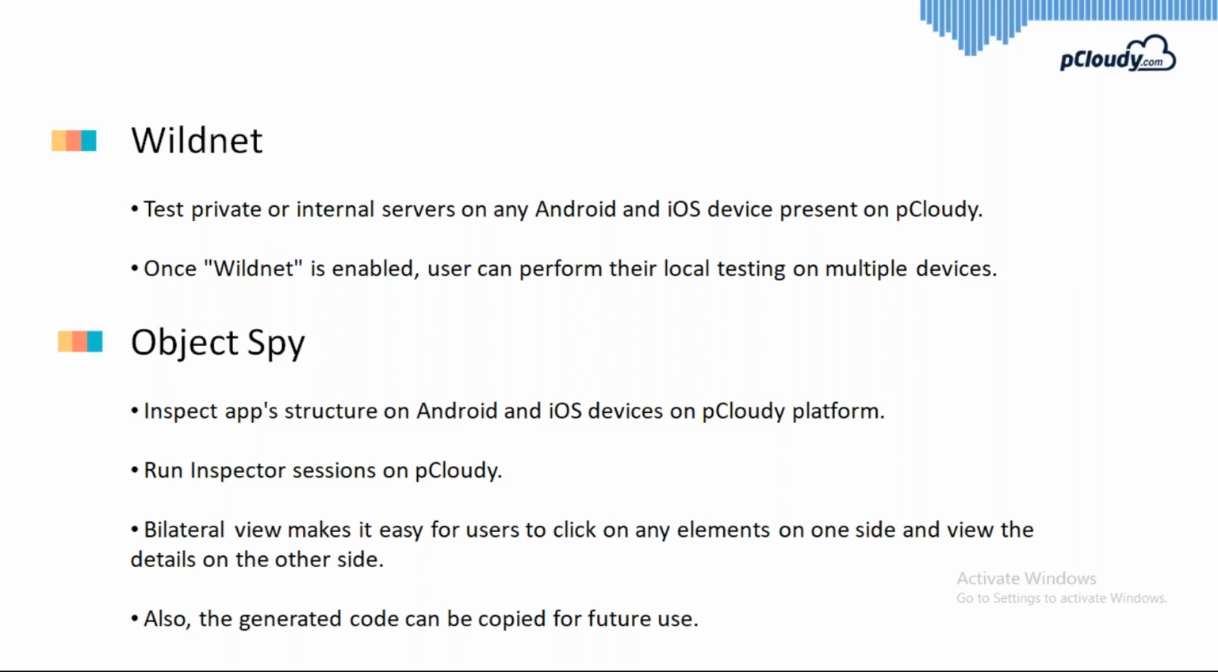So to make the process simple, we are releasing the object spy, which will be an inbuilt feature with pCloudy, which will help you run the inspector sessions on pCloudy directly, right? And you can also have the bilateral views, which will make it easy for users to click on any element on the side of the application and get the details of those particular application object trees on the other side of the panel, right? I'm going to showcase that.